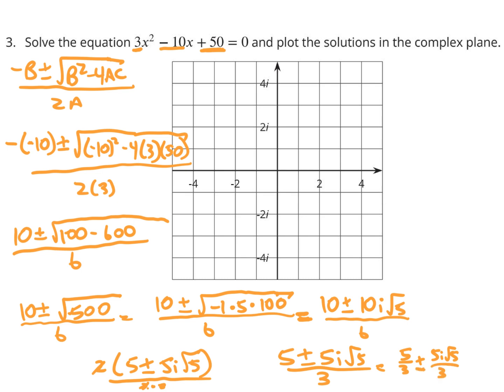So 5/3 is not quite 2. It's close to 2. It's probably around here somewhere. And then 5i root 5 over 3 is probably a little under 2. So it's probably like right here. And then probably like right here somewhere, if I had to guess. But I'm not worried about plotting in a complex plane. It's just not important.